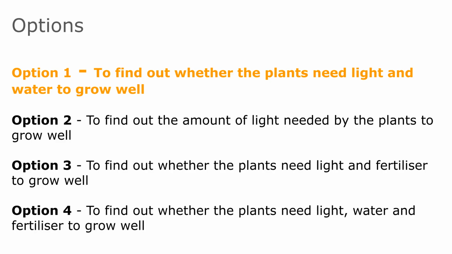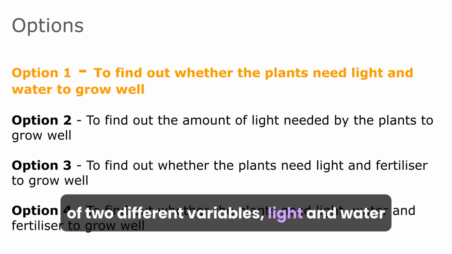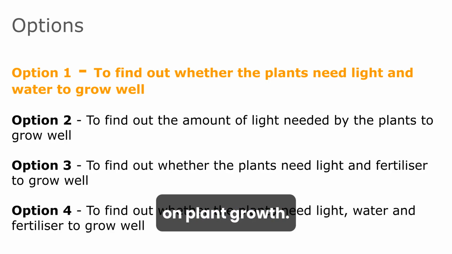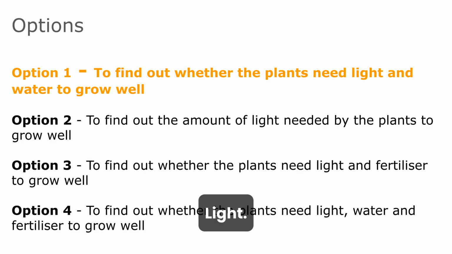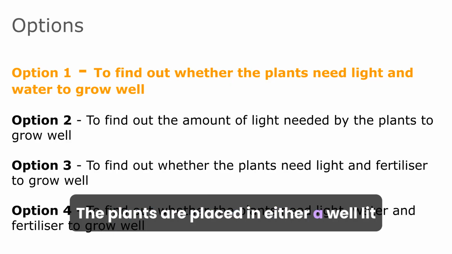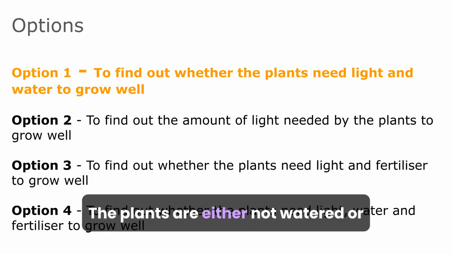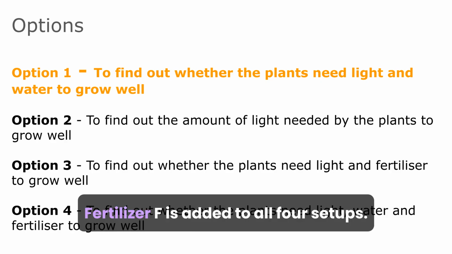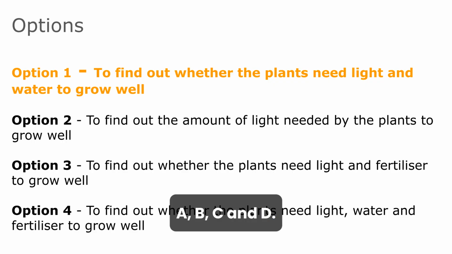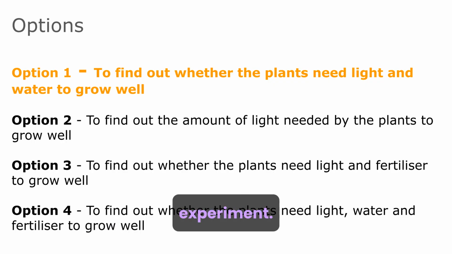Let me explain. As shown, the experiment tests the effect of 2 different variables, light and water, on plant growth. To determine the aim, we look at what changes between the setups. Light. The plants are placed in either a well-lit room or a dark room. Water. The plants are either not watered or watered daily. Fertilizer. Fertilizer F is added to all 4 setups, A, B, C, and D. Since this is the same for every plant, it is a constant, not the aim of the experiment.